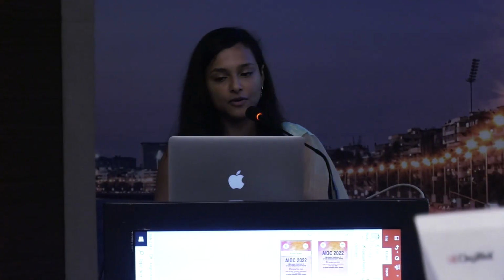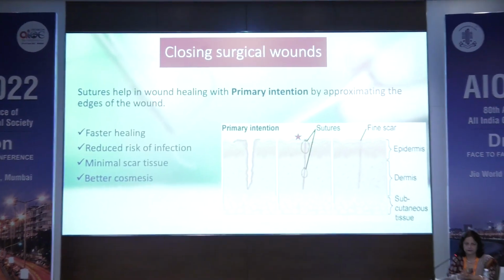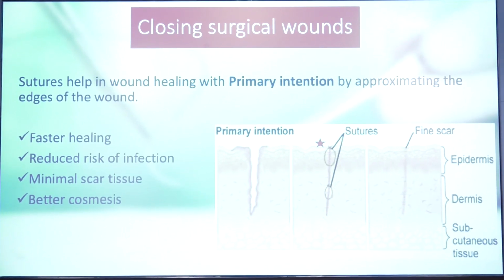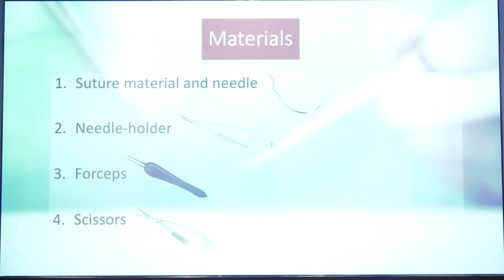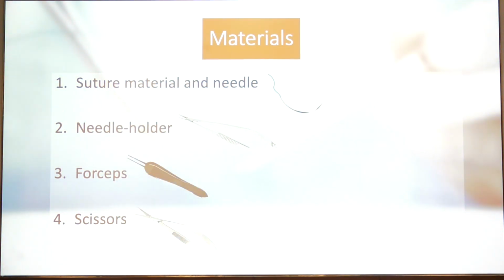So mine is the most basic topic of all, and it is about what sutures can be used in oculoplastics, the instruments that we use, and the principles of suturing. So the main point of suturing is to close the surgical wound so that they heal by primary intention. And these are the materials that are required for suturing.